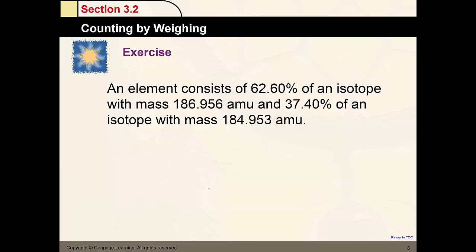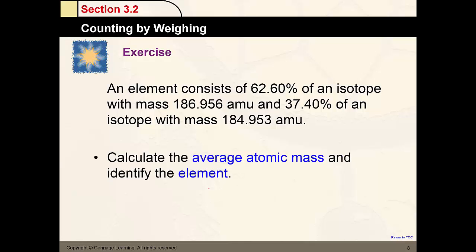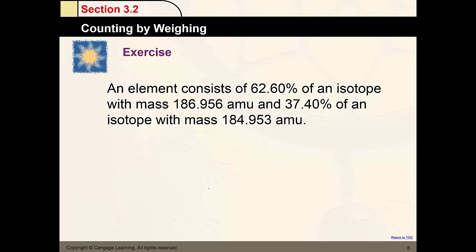Now, we calculated the average atomic mass of carbon. We knew it was carbon; it was a known element. But here, this is an unknown element. We want to calculate the average atomic mass and then identify the element from our periodic table. So we use this same process.